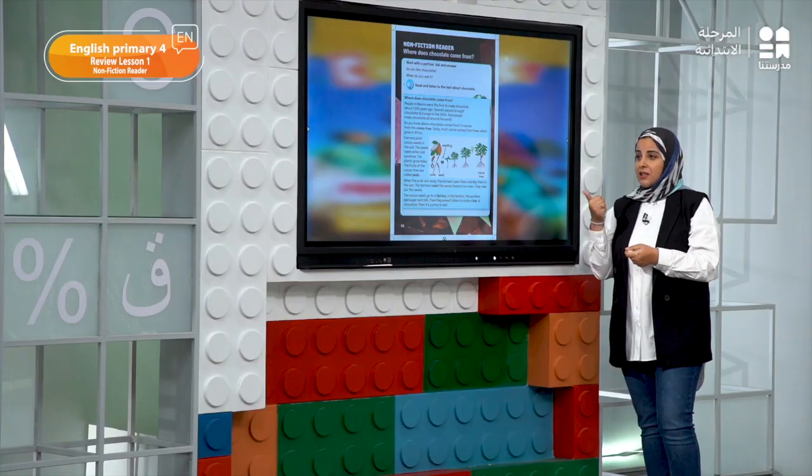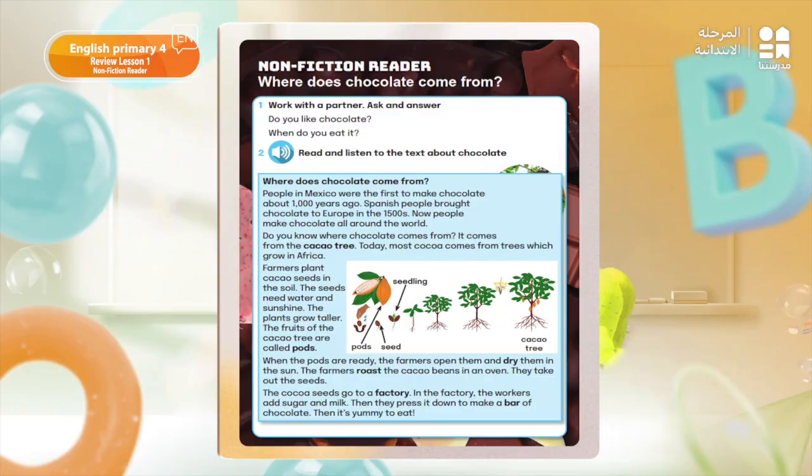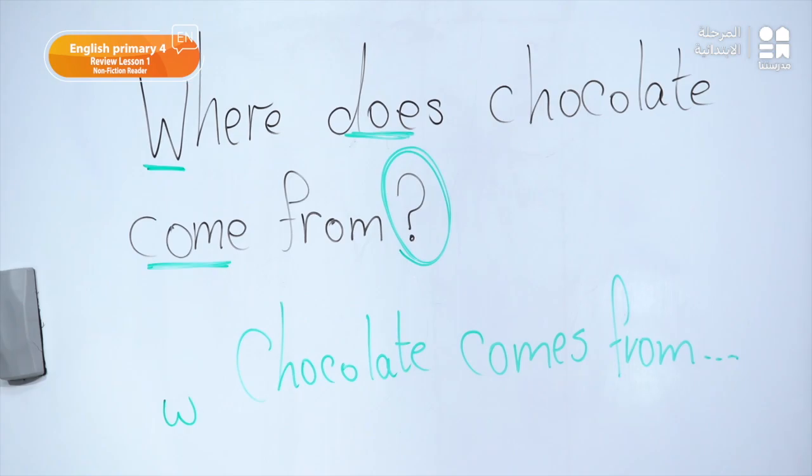Okay, now we are going to answer the questions. Do you like chocolate? Of course we do. When do you eat them? Not a lot because they are unhealthy. Sometimes when we add sugar and milk, it's unhealthy. طيب تعالوا نفتكر السؤال اللي كتبناه على البورد. Where does chocolate come from? Very good. It comes from the cocoa tree.